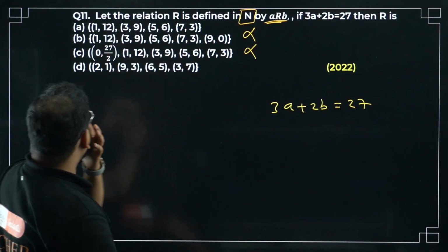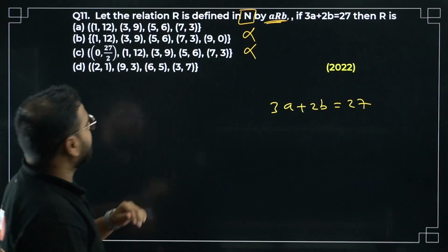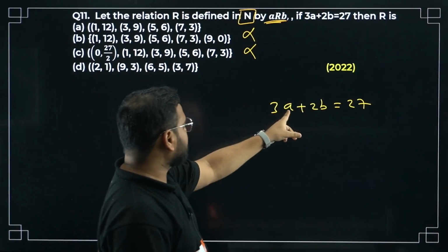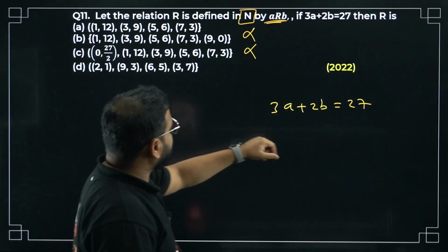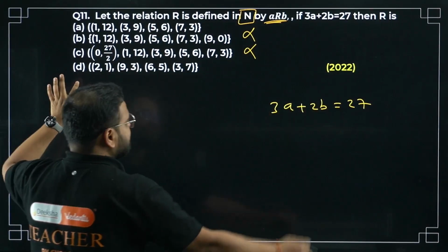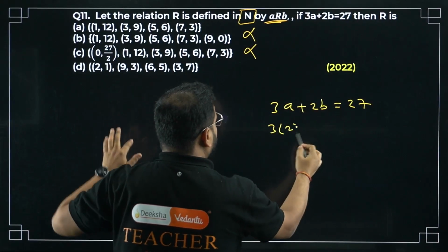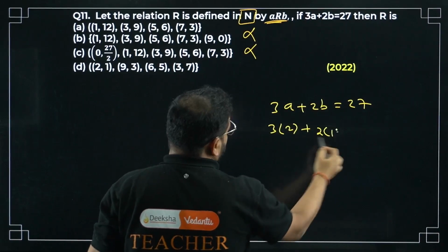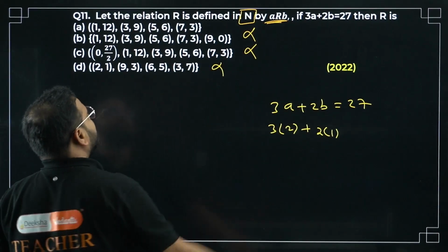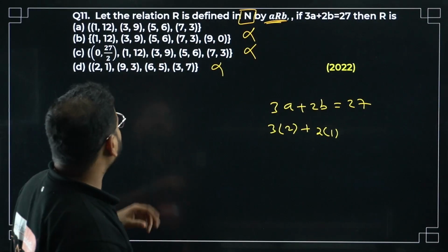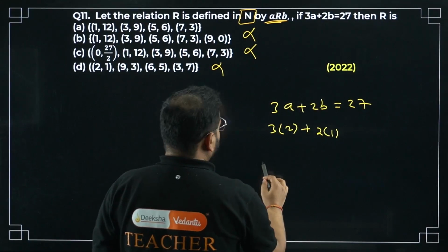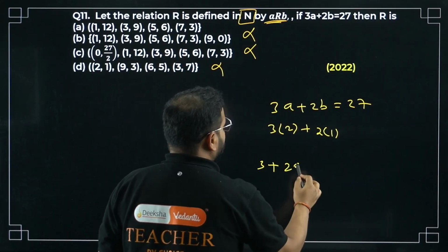Now we'll check for the option A and D. Take A as 2. 3 into 2 is 6, bacha. How can 6 plus 2 become 27? Take A as 2 and B as 1. 3 into 2 is 6 plus 1, 7, right? Option D is also wrong. Let's check option A now. 1 and 12 I have. So 3 into 1 is 3. 12, 2s are 24. That's correct.